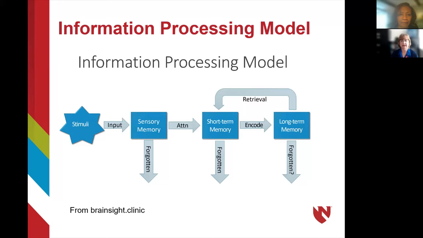And that's the place where it will live forever, and we are able to retrieve that memory back into our working memory so that we can actively work with, remember, manipulate some type of knowledge.